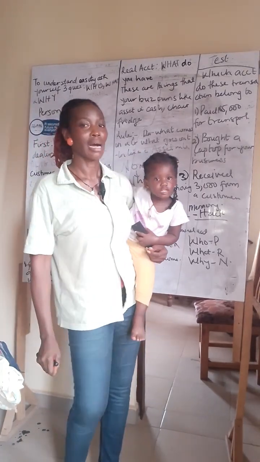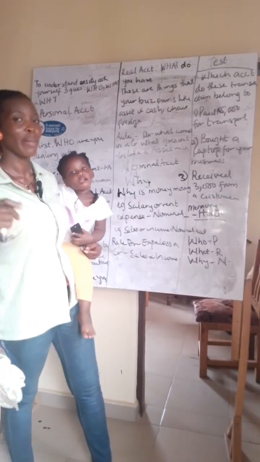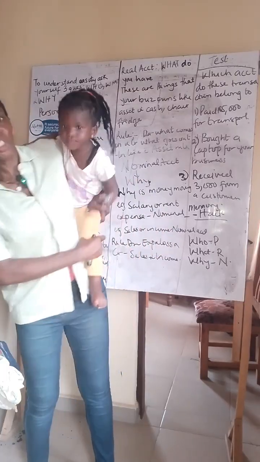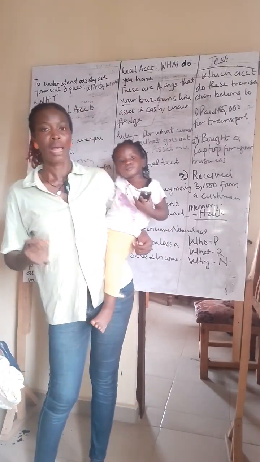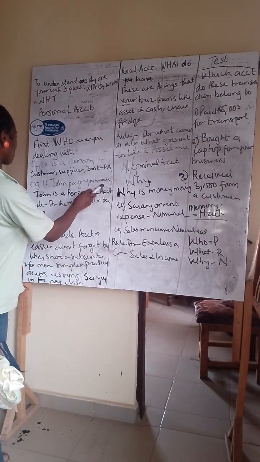Now, when you have a personal account, the question is who? You said that customers came. So let me streamline it to one person now. Mr. John came to my shop and bought popcorn worth 2,000 naira.